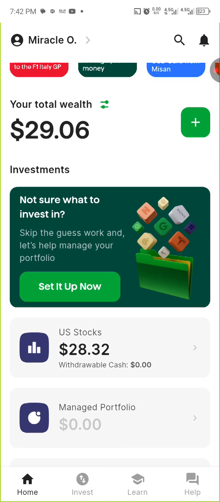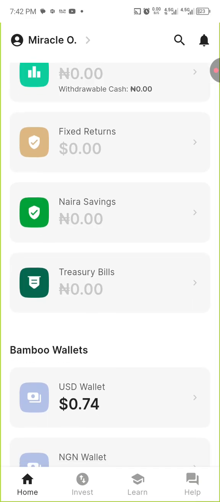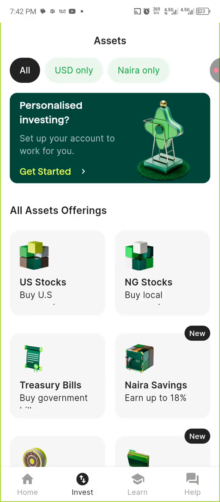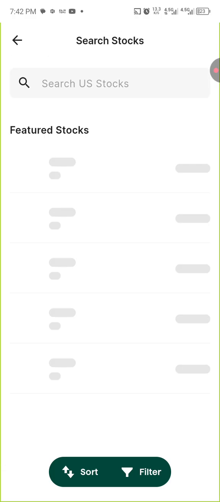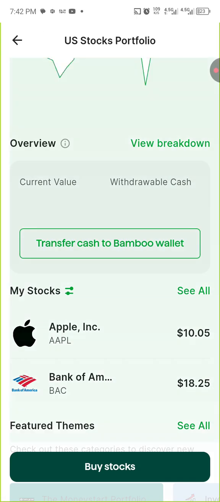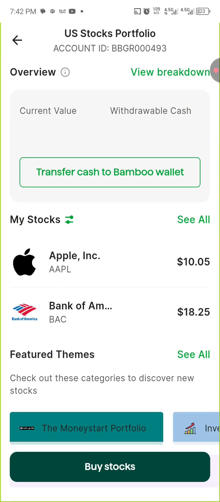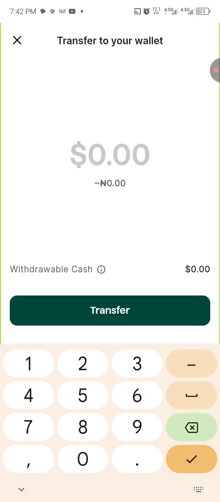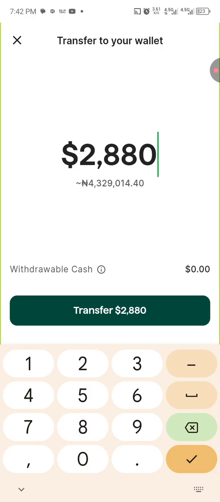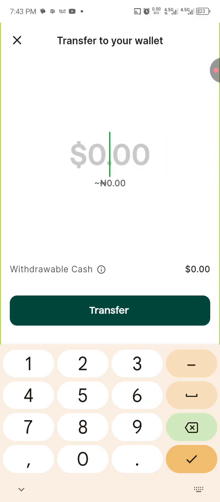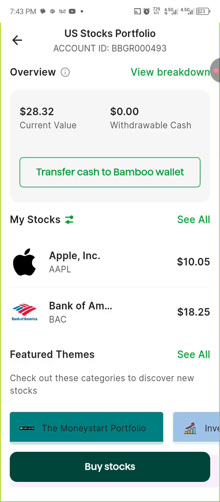So again, what happens if you want to withdraw? Okay, you want to withdraw, and you come here, transfer cash to Bamboo wallet. That means you want to withdraw. If I decide to withdraw everything, I can transfer. No, I don't want to withdraw. Okay, so this is how to navigate it.